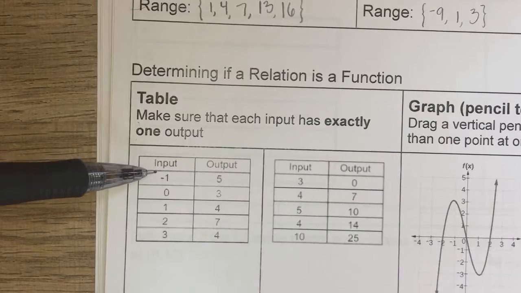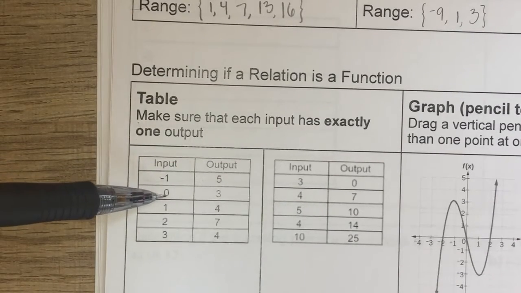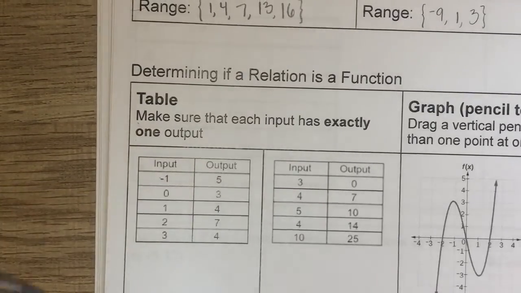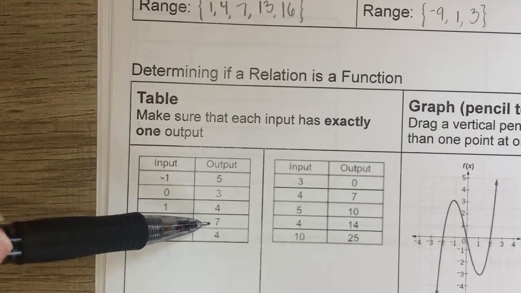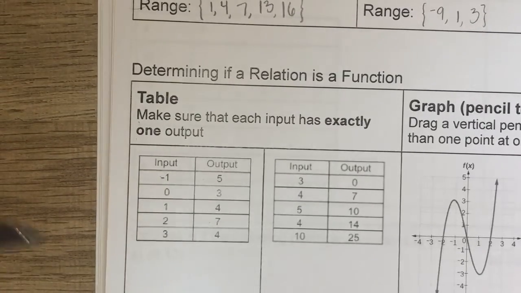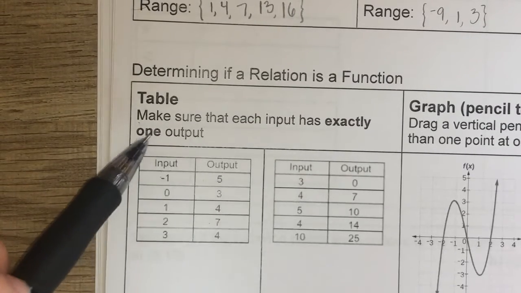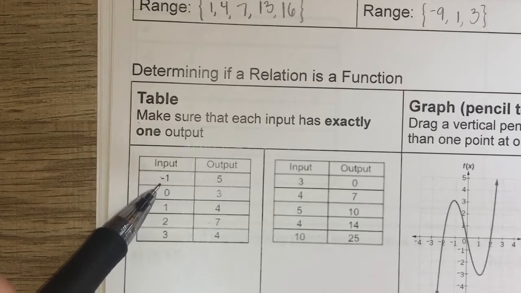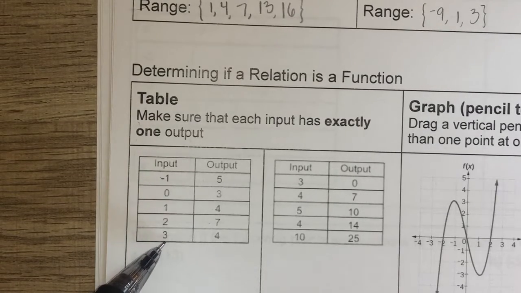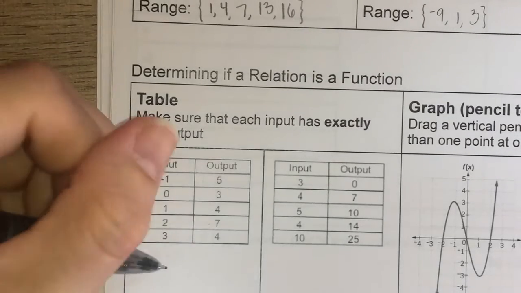For the first table, I have an input of negative 1 and an output of 5, an input of 0, an output of 3, an input of 1, an output of 4, an input of 2, an output of 7, and an input of 3, and an output of 4. And this is okay. Right now, I'm just making sure each input has exactly one output. So I have 5 different inputs, and they each only have one output. So this is a function.